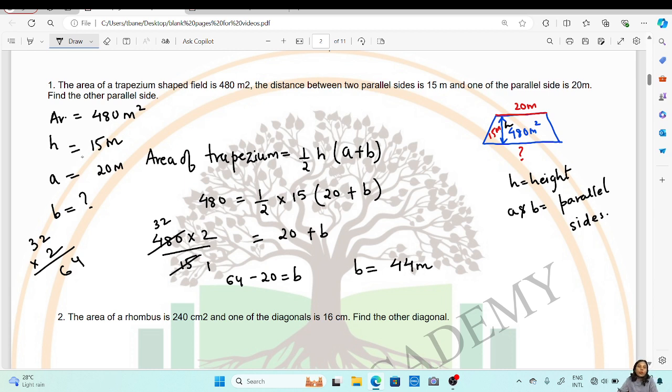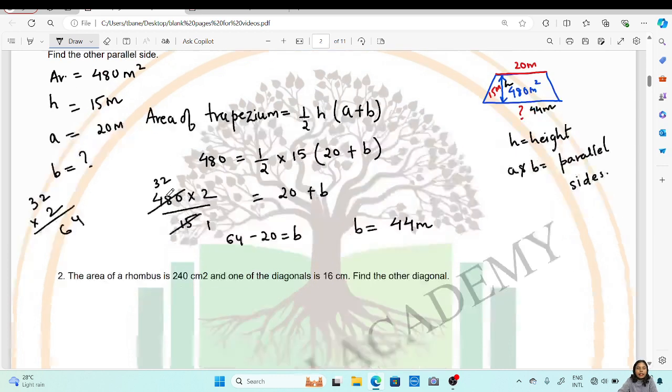Okay. So what we did here was we tried to construct the trapezium. Then we know the formula half height into A plus B. H is the height, A and B are the two parallel sides. So in this problem we already had the area, so we directly substituted the area, half into height into A plus B. Then we rearranged and we found the answer, that is the other parallel side, this side is 44 meters.